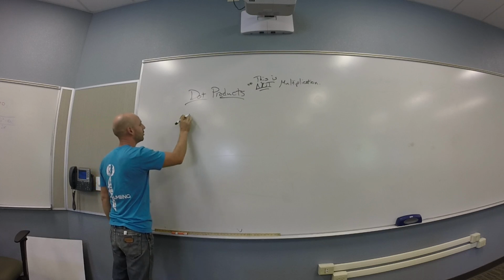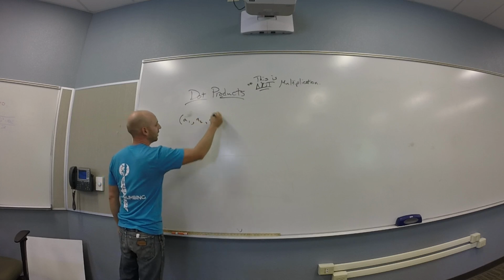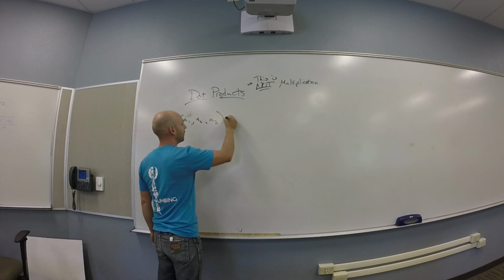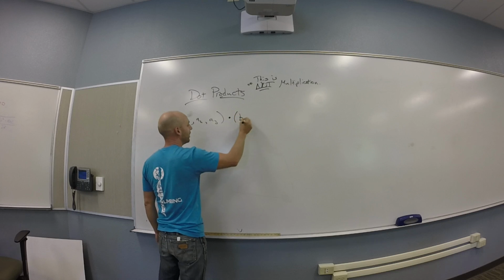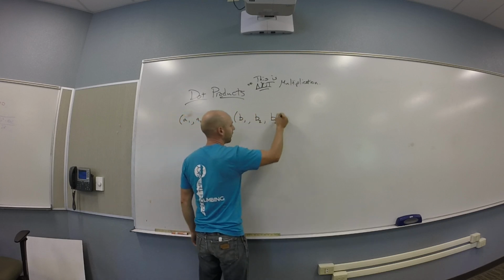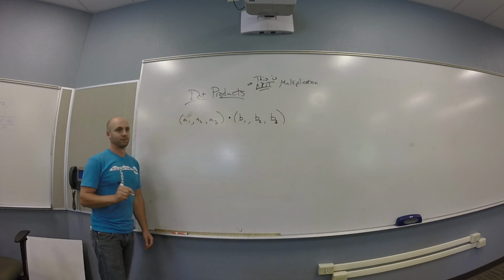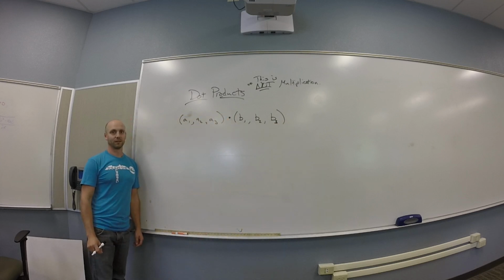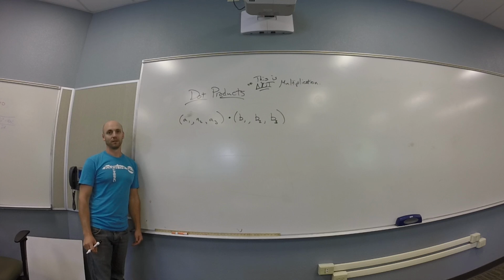So here's a vector A1, A2, A3. And I'm going to tell you how to dot that with a vector B1, B2, B3. Yes? If we're just given sets of three variables or constants like that, how are we supposed to know if that's a vector or a point? Good question. I don't know.